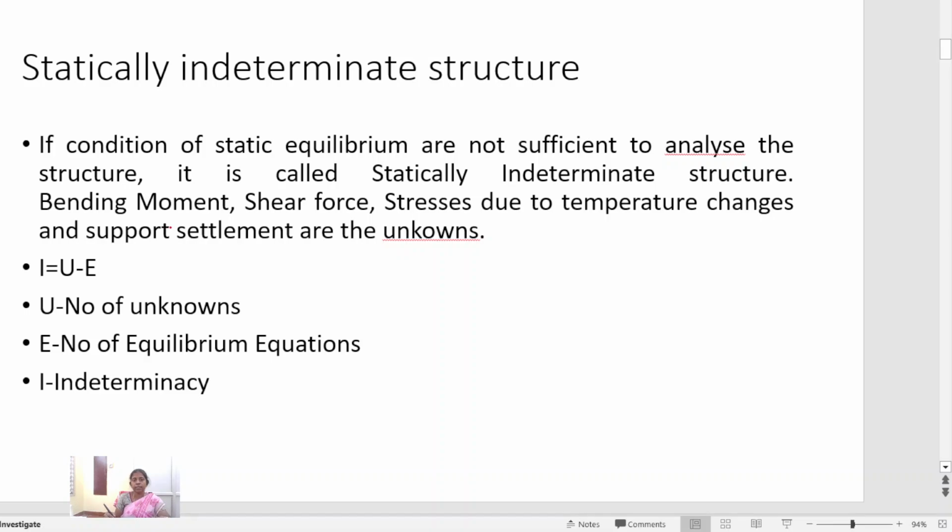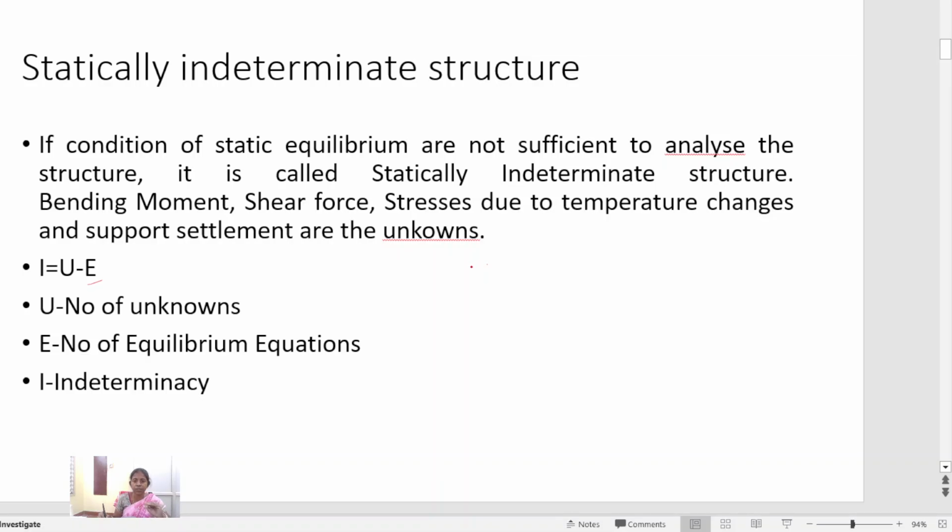So statically indeterminate structure deals with this formula, that is I equal to u minus e, unknown minus number of equations, that is the indeterminacy. There is a difference between static indeterminacy and kinematic indeterminacy. Two types of indeterminacies are there: static indeterminacy, kinematic indeterminacy. Static indeterminacy deals with the number of unknowns and number of equilibrium equations. Kinematic indeterminacy deals with the number of degrees of freedom.